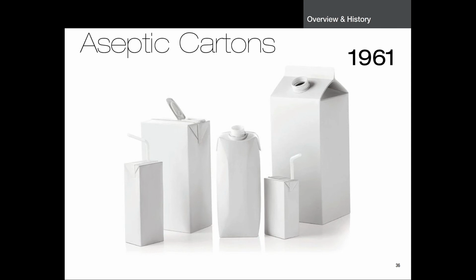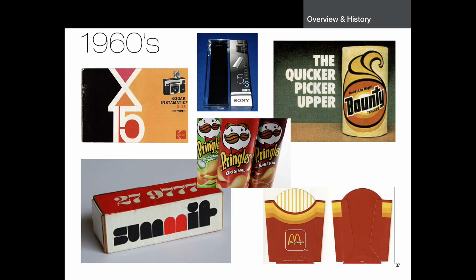Aseptic cartons from 1961. This allowed you to actually package liquids but not have to use glass or cans. This is a production technique where it's actually cardboard, but it's cardboard with a waterproof membrane around it. So this was the advent of milk cartons, juice cartons. Up till this point, if you got milk, you'd have to get it in glass bottles. So this certainly is a lot cheaper, easier to produce option.